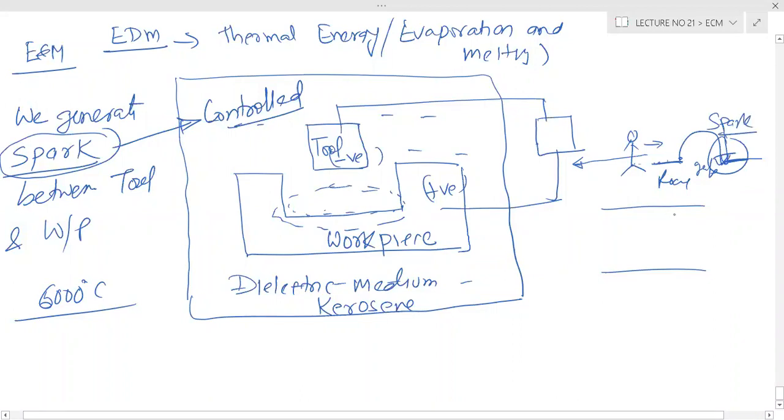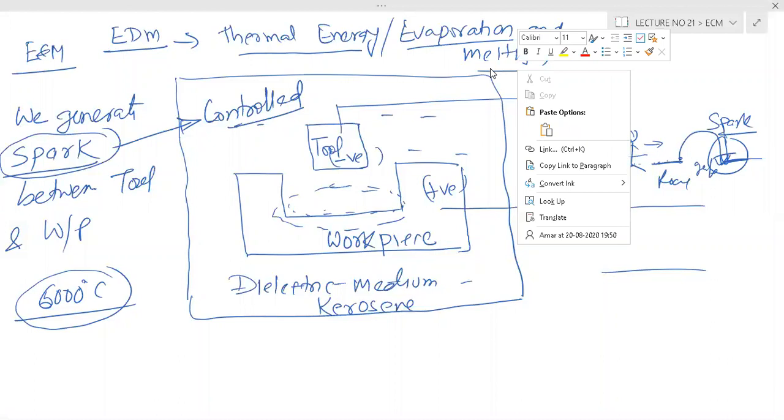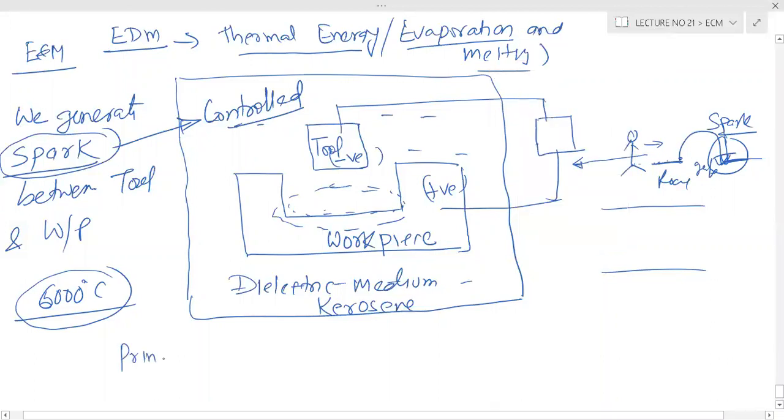So basically, spark is that collision of electrons. A lot of that spark creates this much temperature, and that temperature melts the material. That's why I wrote it involves thermal energy, and finally when temperature is that high, the workpiece material gets evaporated. Vapor of the material. So the mechanism of metal removal here is evaporation and melting. If somebody asks you the principle or mechanism, because GATE will ask only this.